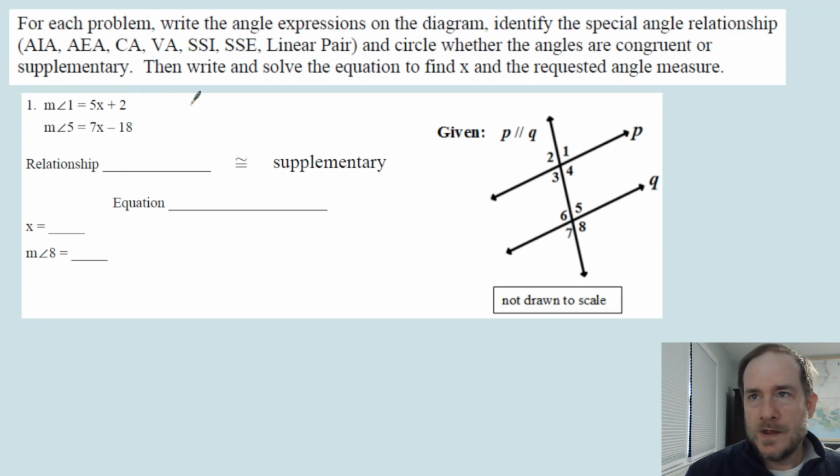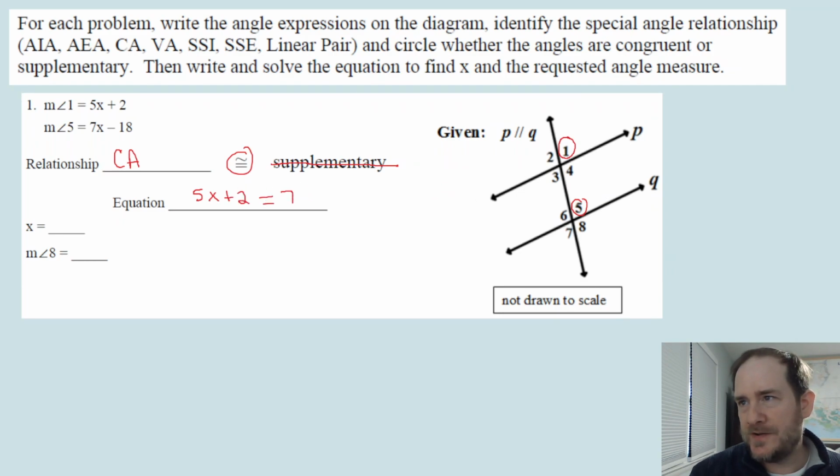But let's do it. For this problem, you're looking at angles 1 and 5. There's 1, there's 5. Those are corresponding angles, and corresponding angles, when the lines are parallel, should be congruent, not supplementary. So the equation that you would write is one where 5x plus 2 is equal to 7x minus 18. From here, I'd subtract 5x from both sides, and I'd be left with 2 equals 2x minus 18. You'll add 18 now to go up to 20 equals 2x, and then dividing by 2 gives you 10.